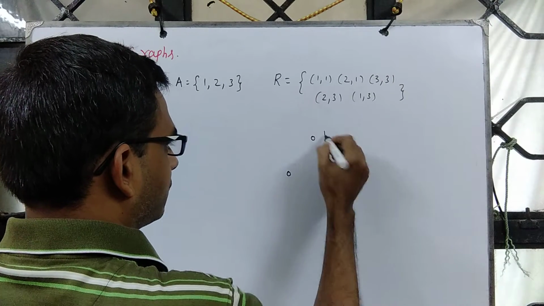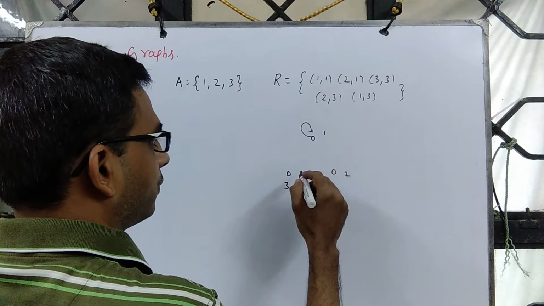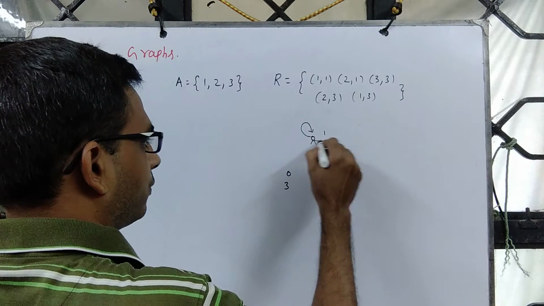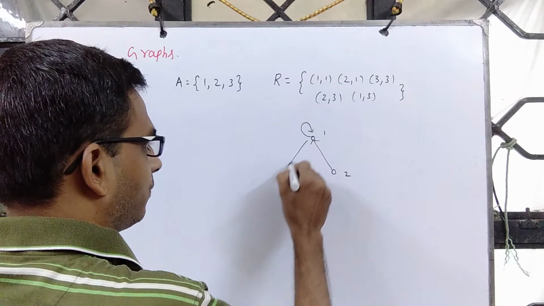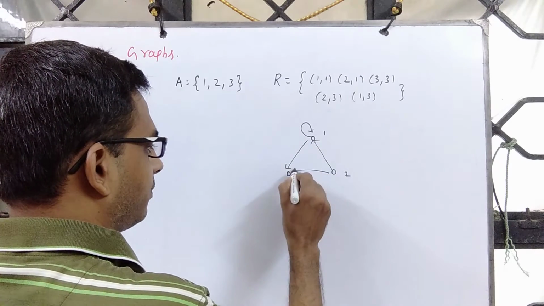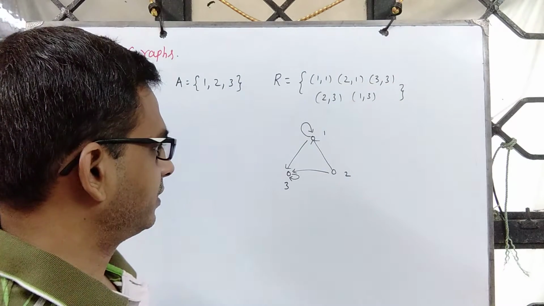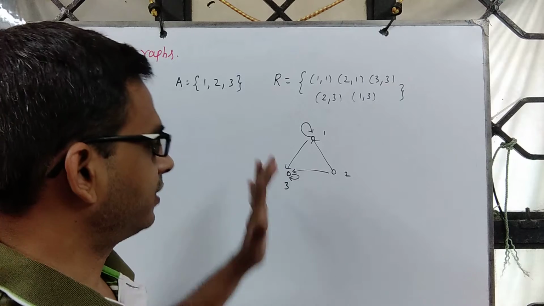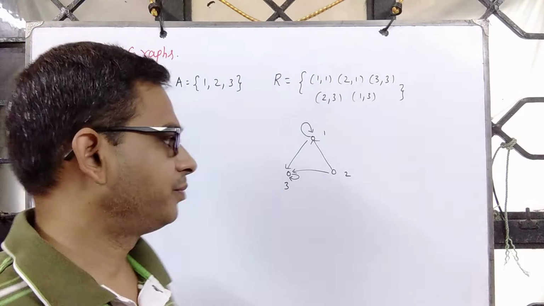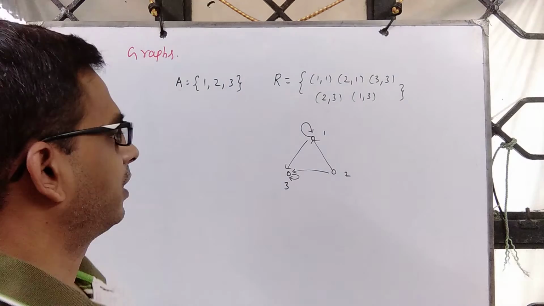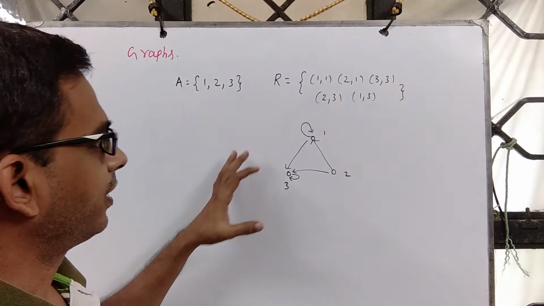has three vertices 1, 2, 3, and there is an arc from 1 to 1, there is an arc from 2 to 1, there is an arc from 3 to 3, there is an arc from 1 to 3, there is an arc from 2 to 3. So what we are going to do is redraw this and satisfy some properties.